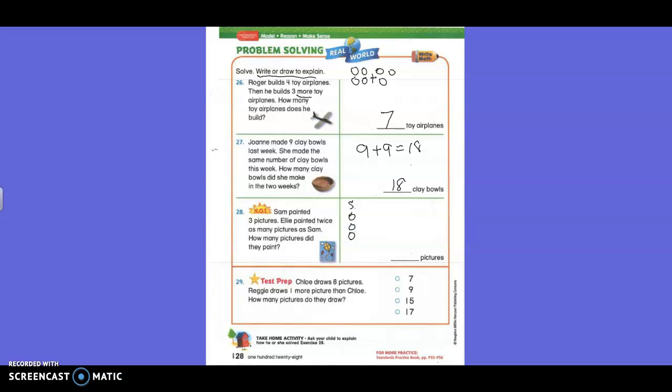What does twice as many mean? What does it mean, Isaac? Twice as many more. But how many more do you think that means? What's twice as many as 3? Okay, let's think about this. When you hear twice, what number do you think of? 2. Okay, you think of 2. Now, that doesn't mean you draw 2, though. That means you draw 3 two times. Okay? We draw 3 circles 2 times for Ellie.